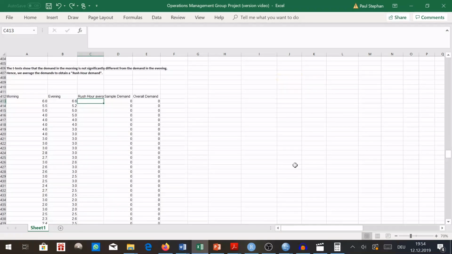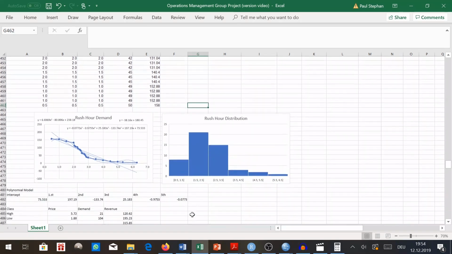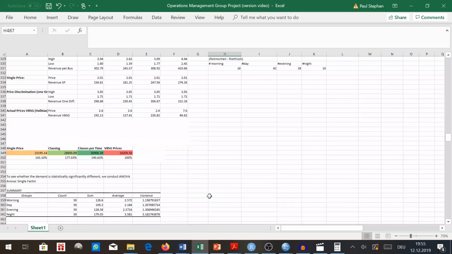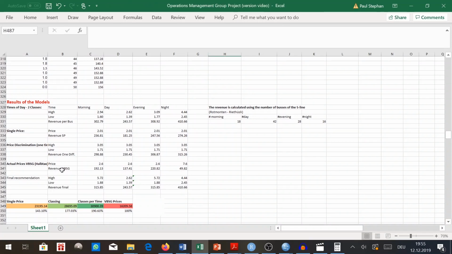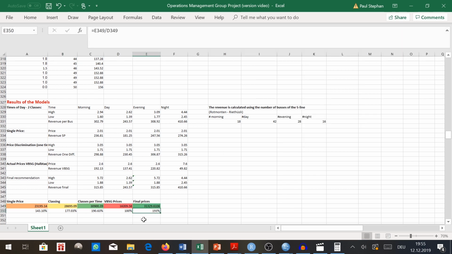Because of this, we calculated a new demand curve which combines the demand in the morning and the evening. We proceed as before and call the new prices the rush hour prices. We add the newly obtained prices to our comparison and observe that our final model generates a revenue which is 93% higher than with the current pricing strategy.